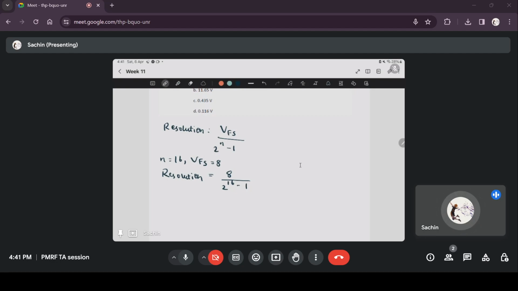And if we divide the entire range 0 to 8 volts into equal parts, then the difference in voltage between every number will be the same, which will be the resolution, which is 8 over 2 power 16 minus 1 in this case.